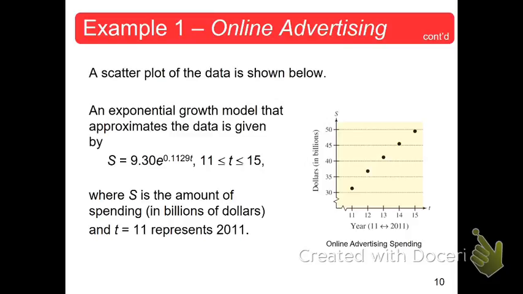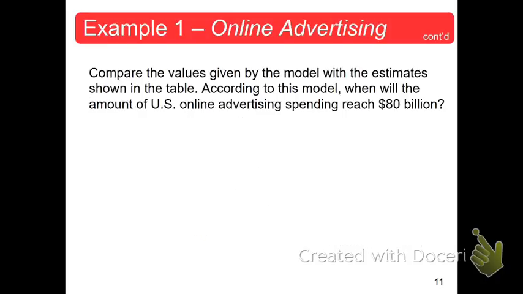An exponential growth model that approximates the data is given by this equation here, where S is the amount of spending in billions of dollars and T equals 11 represents the year 2011. So it tells us to compare the values given by the model with the estimates shown in the table. According to this model, when will the amount of U.S. online advertising spending reach $80 billion?